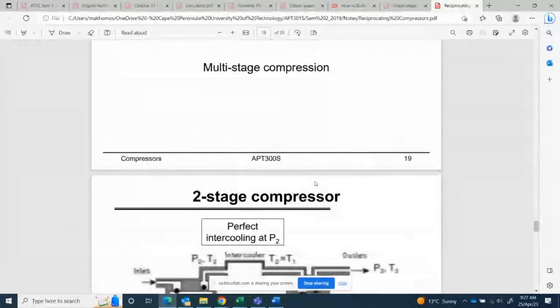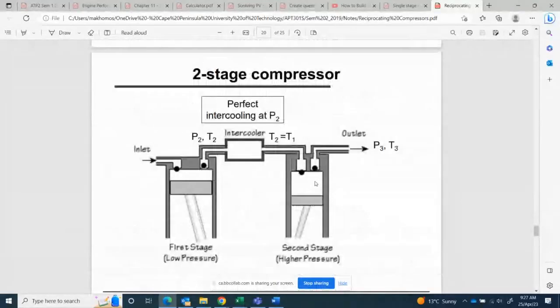And then from there now we have multi-stage. We're not going to be doing that, but multi-stage is if we have more than one compressor or cylinder. In this case here, you can see that this is your first stage, the low pressure, and then you've got the high pressure, the second stage. So you can see from here that's the intercooler. What is an intercooler, or what does it do?